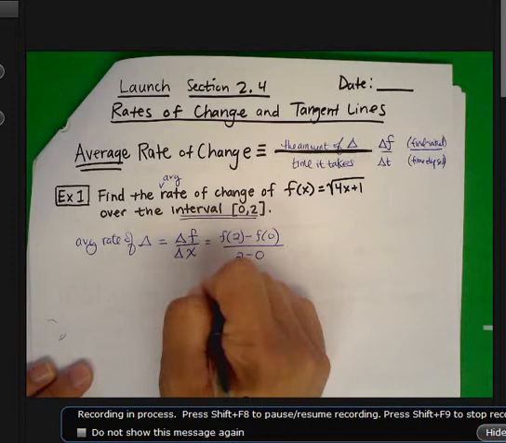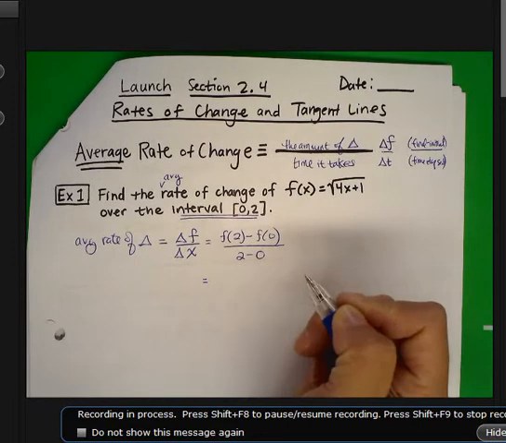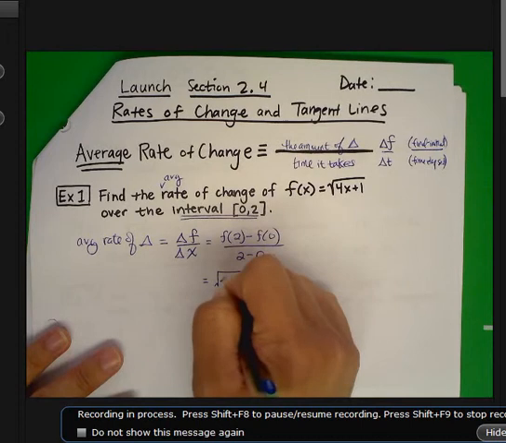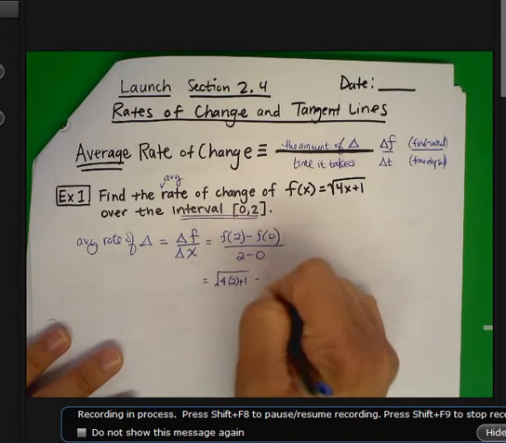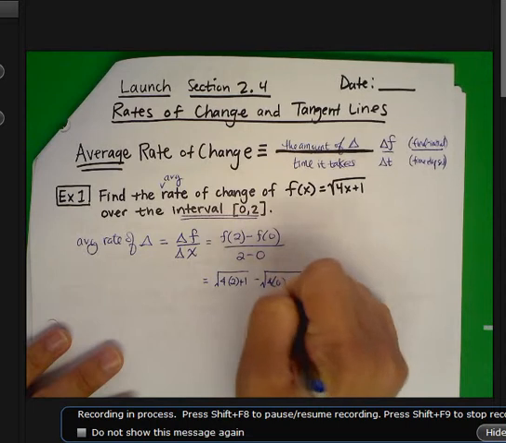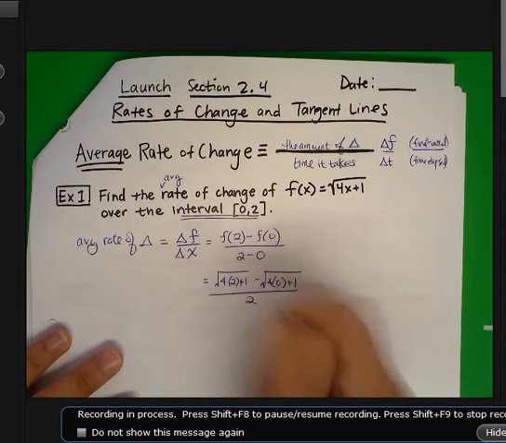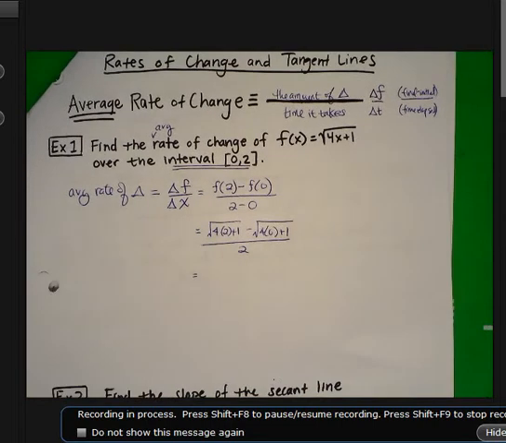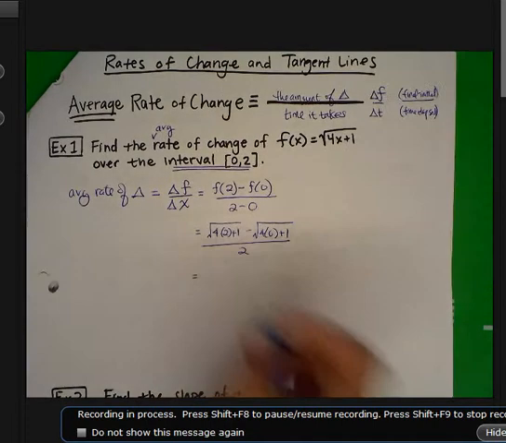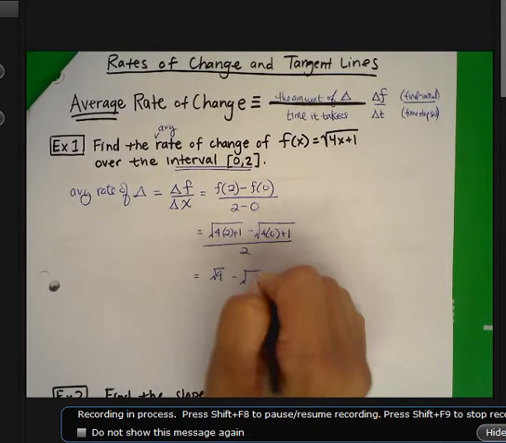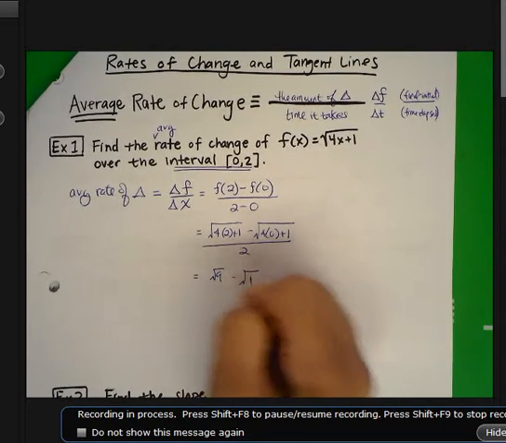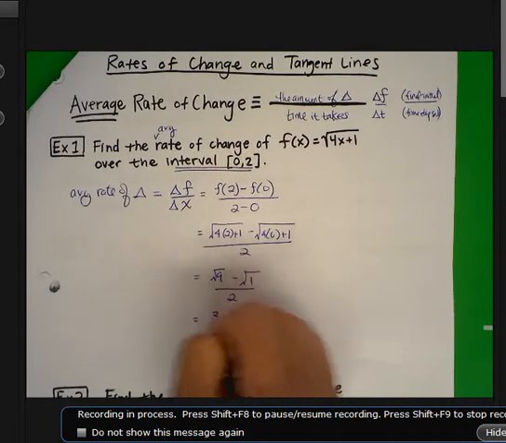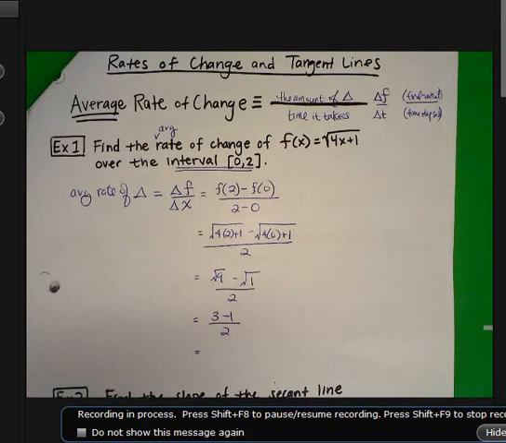Okay, so what is F of 2? Let's actually go ahead and plug it in. Well, the function is the square root of 4x plus 1, so it's going to be the square root of 4 times 2 plus 1, minus the square root of 4 times 0 plus 1, all over 2. Yeah? And so if we do that, 2 times 4 is 8, plus 1 is the square root of 9, minus 0 plus 1. Okay, so the square root of 9 is 3, the square root of 1 is 1, and so plus or minus where?